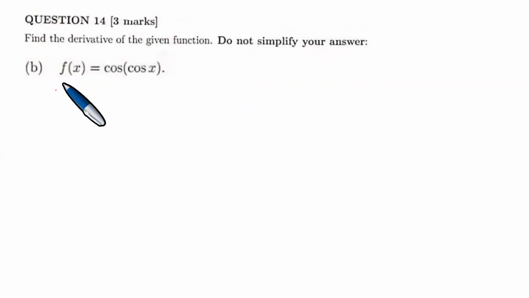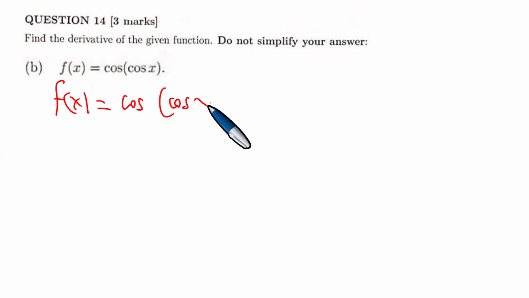In the next question, we have f of x, which becomes the cosine of cosine x. Find the derivative of the given function. Do not simplify your answer. So what do you think the derivative of this one is?